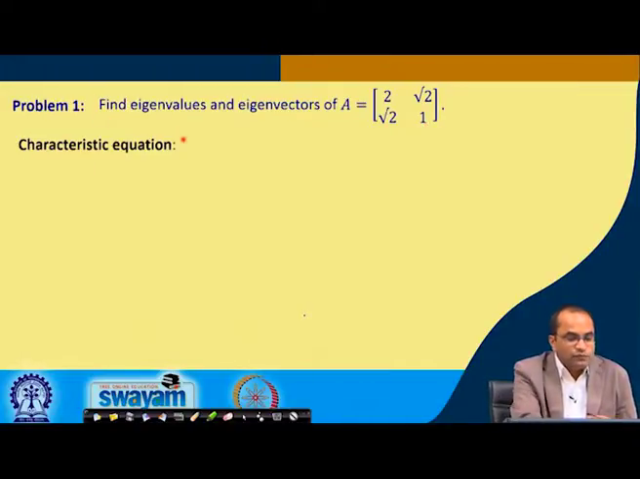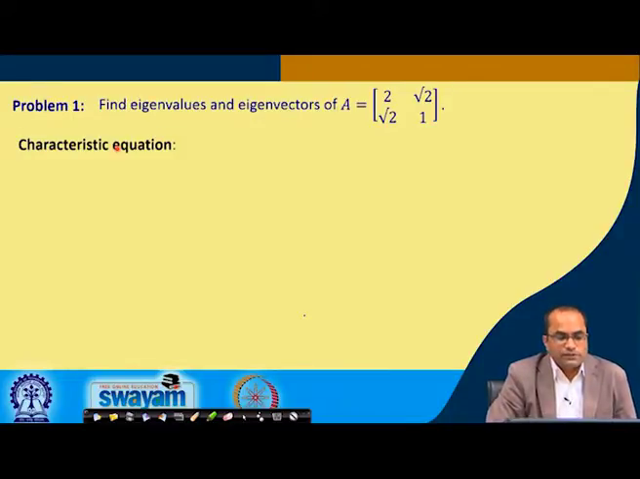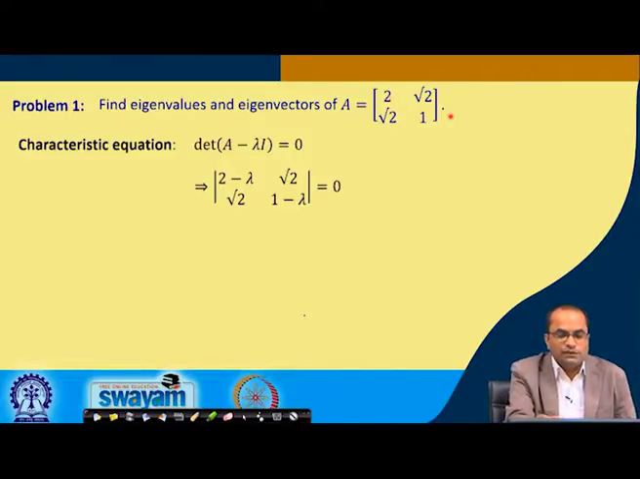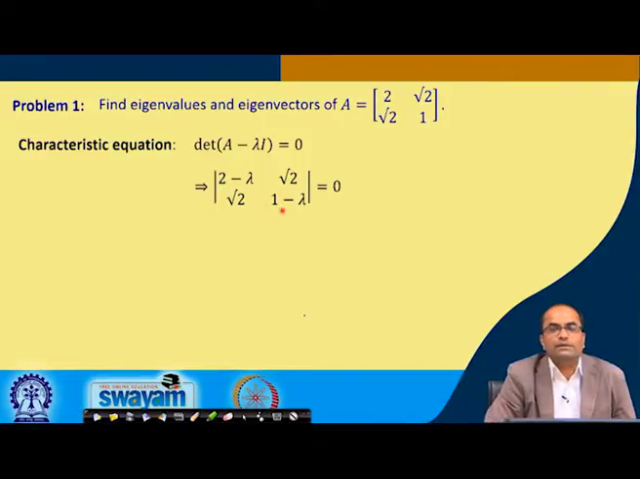So, the characteristic equation we have to write down as a first step to find the eigenvalues. That means the determinant of A minus lambda I is equal to 0, that is the characteristic equation we have. So, here the lambda will be just subtracted from the diagonal entries, otherwise this is just the matrix A. So, 2 minus lambda, square root 2, again here the same element is square root 2 and then 1 minus lambda is equal to 0.